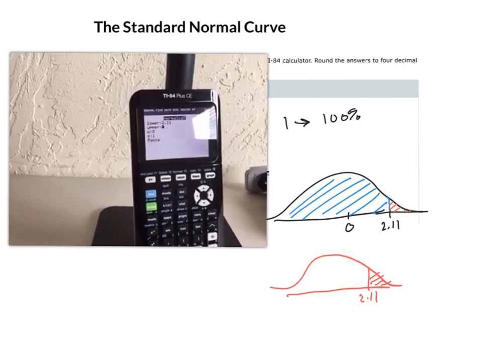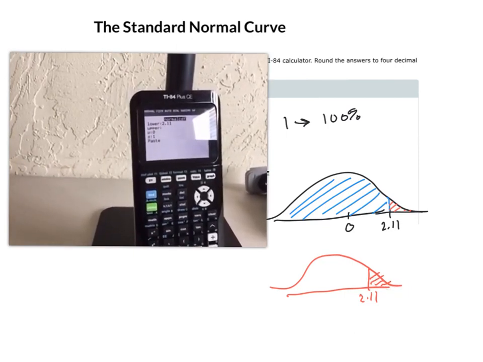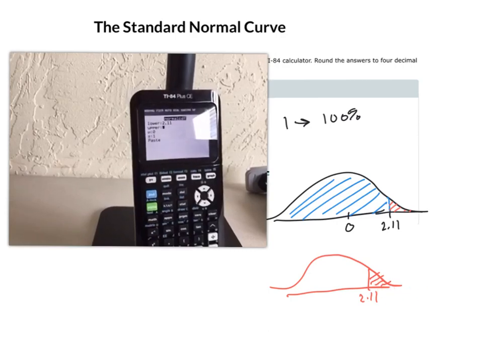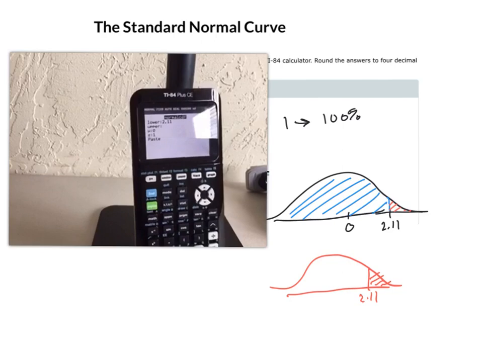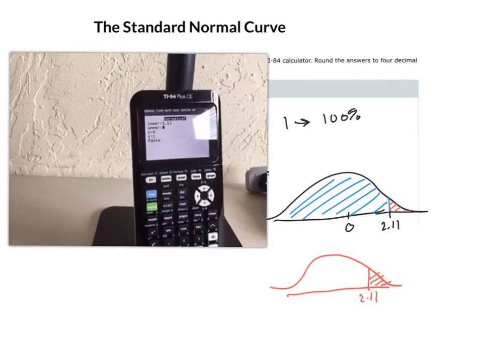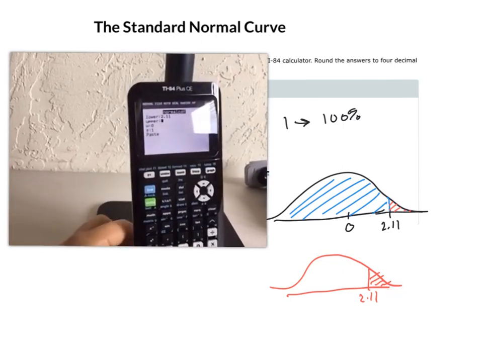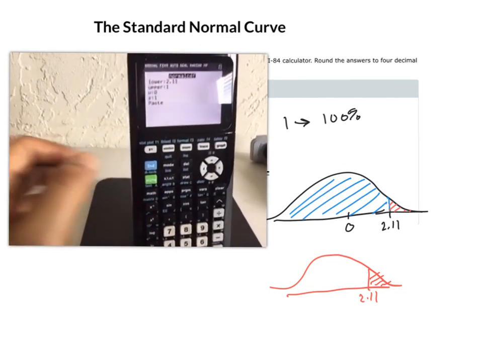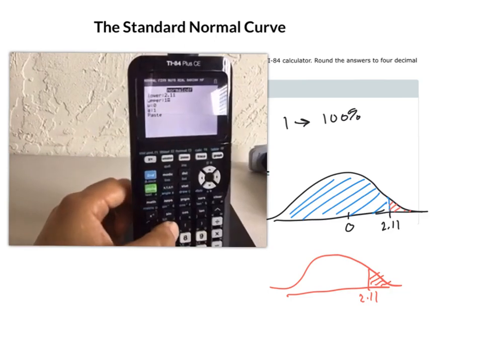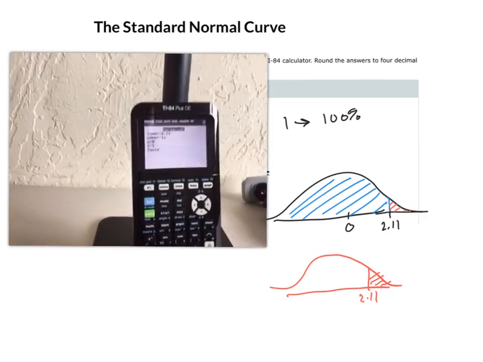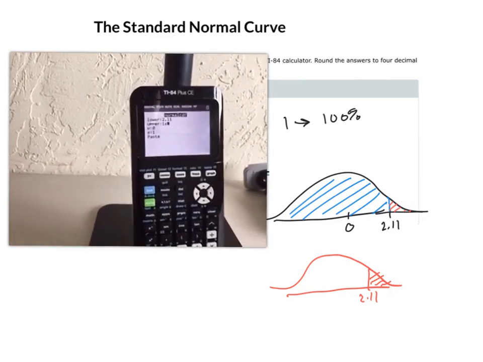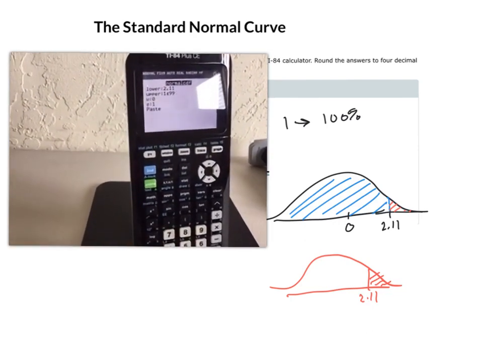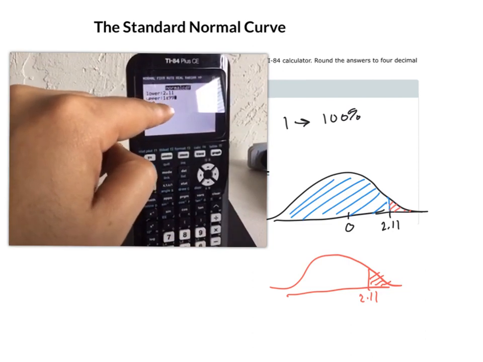For the upper bound, notice everything is shaded to the right, so we don't know how far this goes. What we do is get really extreme. We put a humongous number just to make sure we include everything shaded over here. So we hit 1, and notice I have the EE button. I'm going to hit blue, which is second, EE, and then put 99. Whenever we want to shade everything to the right, that's what we use: 1E99.